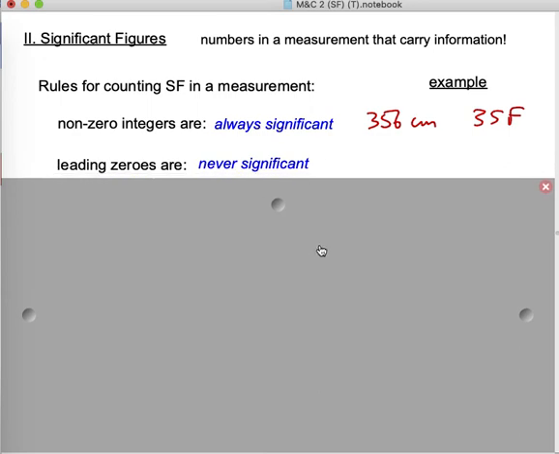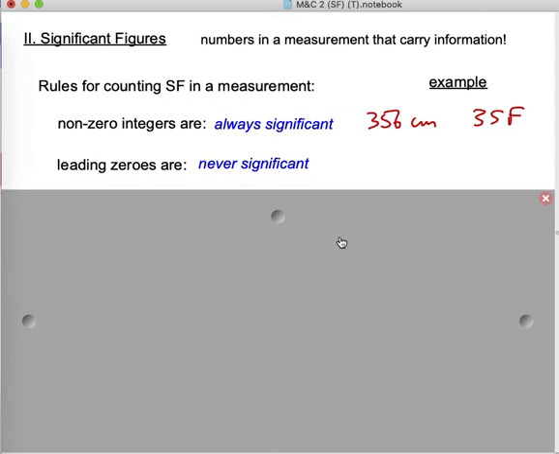Leading zeros are defined as zeros that come to the left of a non-zero integer, and they are never significant. For example, if I make the measurement 0.0027 liters, the 3 zeros to the left of the 2 and the 7 are leading zeros. They're not significant, so only the 2 and 7 are significant, so this measurement only has 2 significant figures.